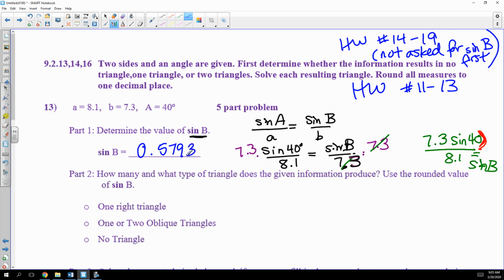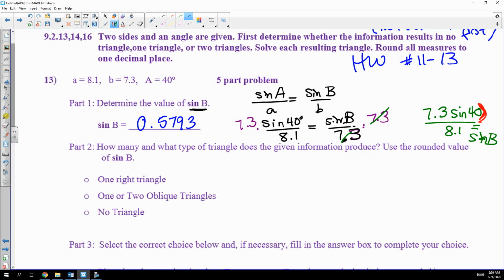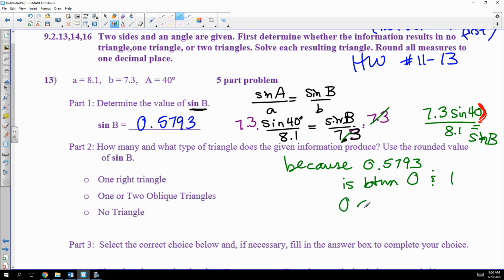If you find a mistake in some of these notes, then you definitely need to bring that to my attention, and I'll deal with that. Notice that because 0.5793 is between 0 and 1, like on the page from the previous chart, sine B is greater than 0 and less than 1, then it must be 1 or 2 oblique triangles.